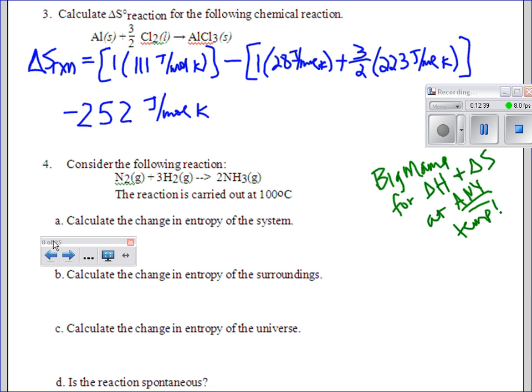Where we run into trouble is delta G. That free energy is very temperature dependent, so we can only use the tables if it's at 25. But again, we'll talk about that tomorrow.